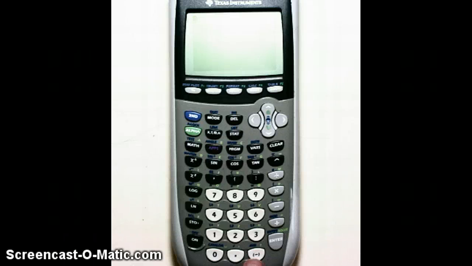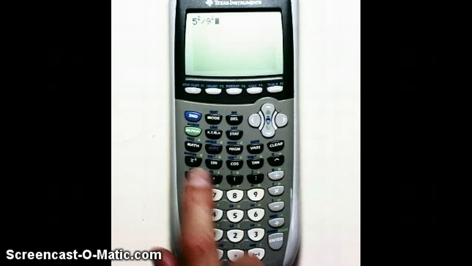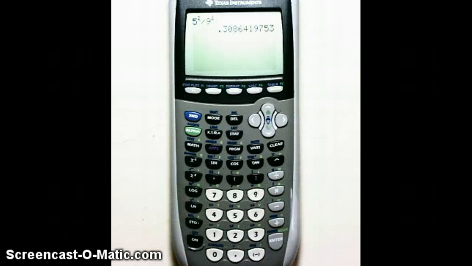Alright, there's one key down here at the bottom that may be helpful. It's the answer key. Well, I'm pointing to the negative sign. I know, but answer is right above that. We could zoom in if you want to. But let's just say you did a computation, 5 squared divided by 9 squared, and that was a very important number to you. And you want to take that number and multiply it by, let's say, pi.